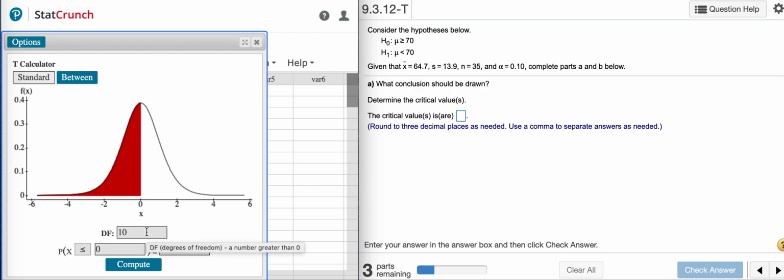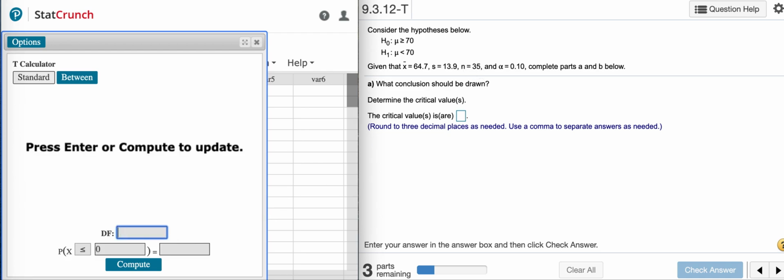Now remember, the t-distribution is based upon the degrees of freedom. The degrees of freedom is one less than the sample size. So since the sample size is 35, the degrees of freedom will be 34. Here I'm looking for a left tail test arguing less than, and that left tail needs a probability of 0.1. So I need less than something is equal to 0.1.